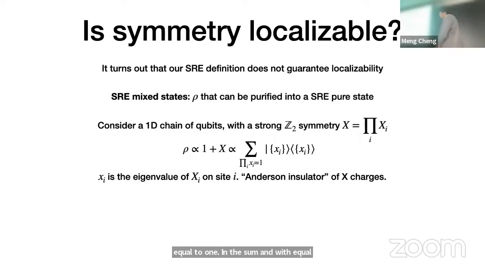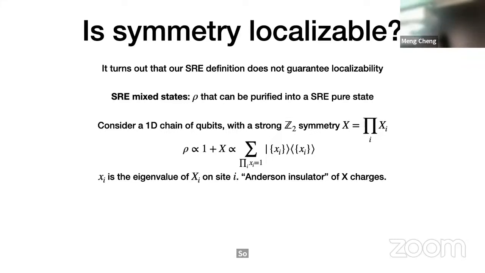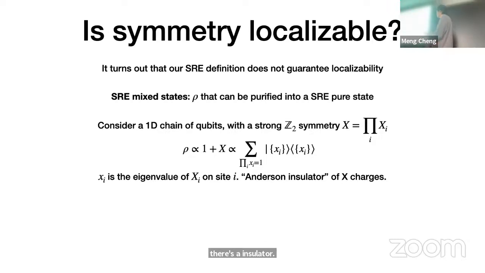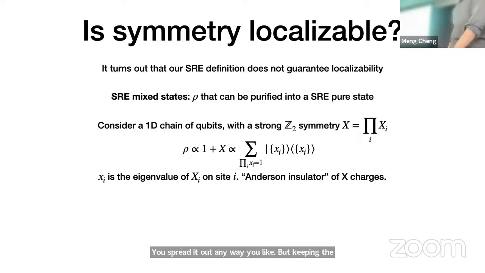Okay. So physically, this is kind of like just randomly distributing X charge everywhere in the system, a bit like an Anderson insulator. I mean, in quotes, this is the sort of ensemble. But in this basis, it looks like an Anderson insulator of X charges. Just spread it out any way you like, but keeping the total charge even. Just fix the overall charge. Okay.